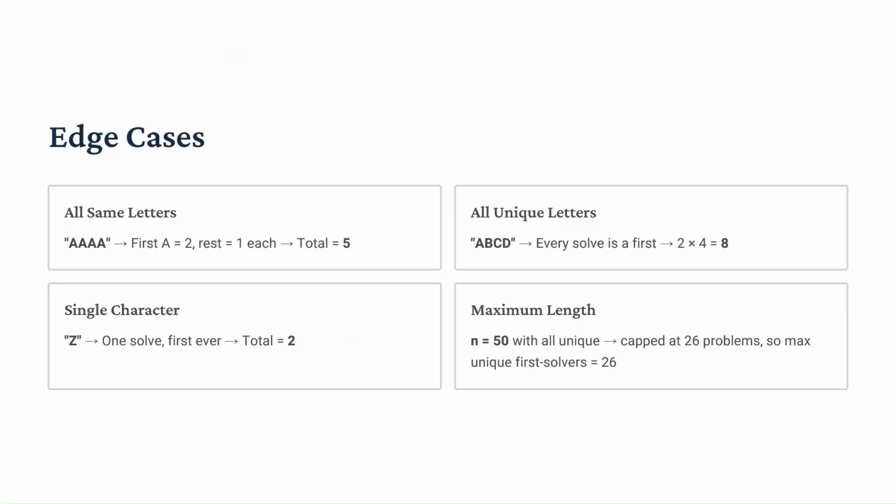We should also think about some special cases. If all the letters are the same, only the first occurrence will get 2 balloons. If every letter is unique, each one gets 2 balloons. A single character always gives 2 balloons because it is its first occurrence. These cases help us to verify that our solution works correctly for every input.